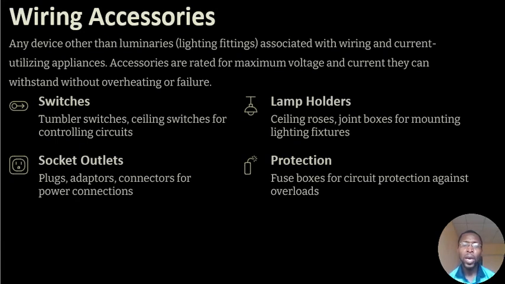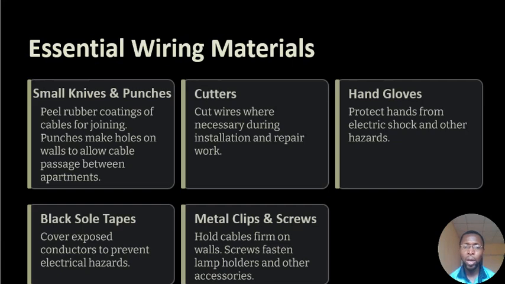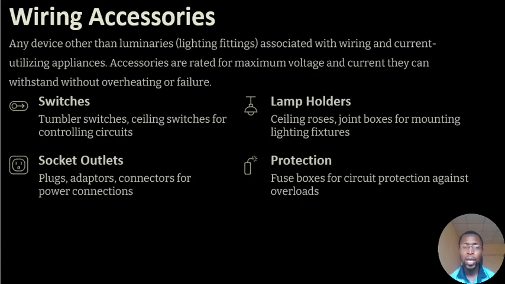Then what are the wiring accessories? You see, the wiring accessories and the wiring materials are different. Wiring accessories are accessories that are not used for lighting. They can be used for that, but they are not used in lighting fittings. We refer to them as wiring accessories.